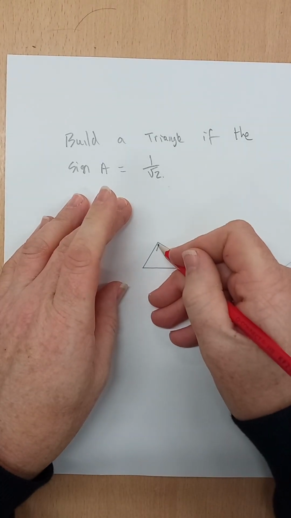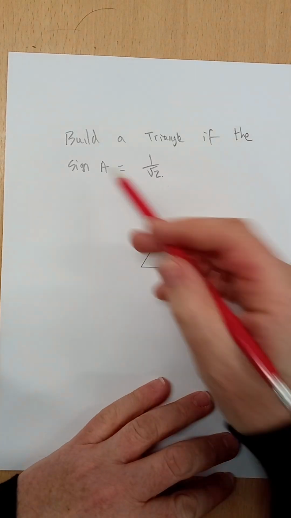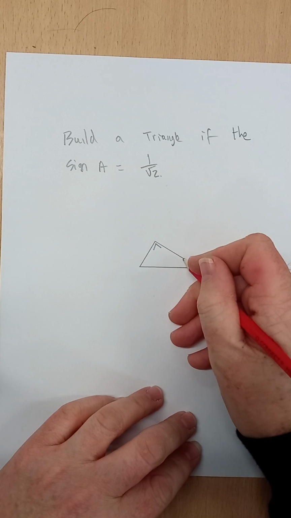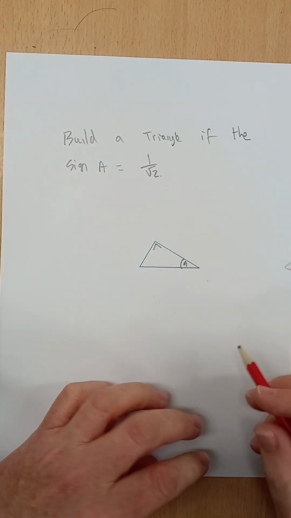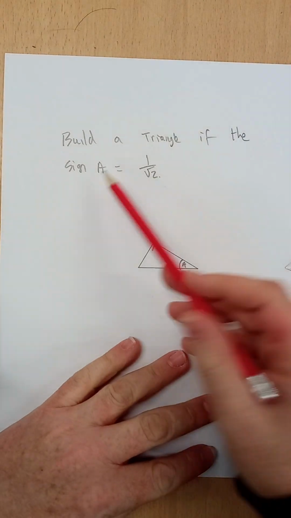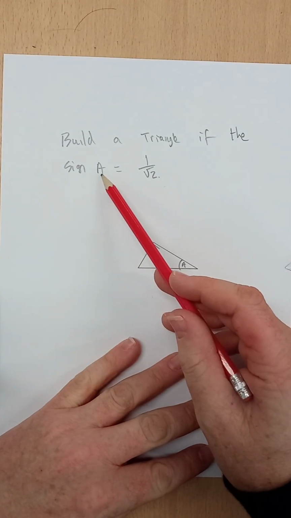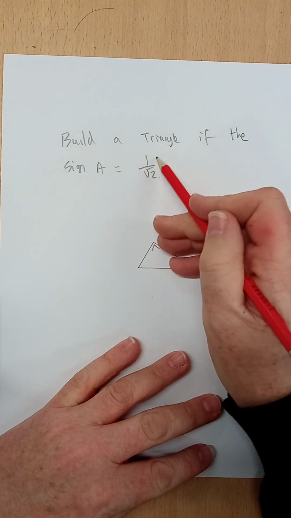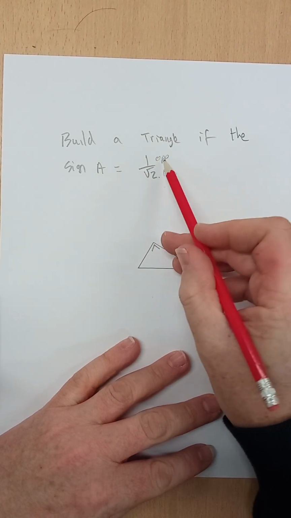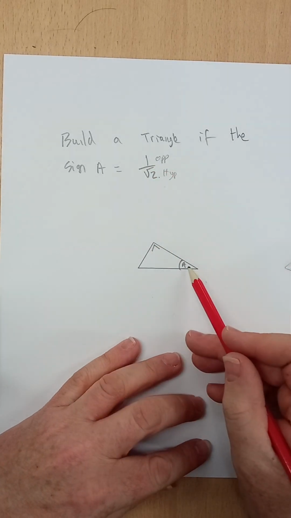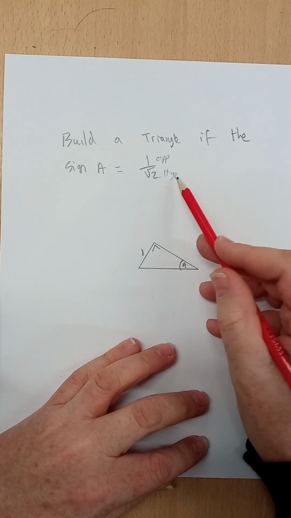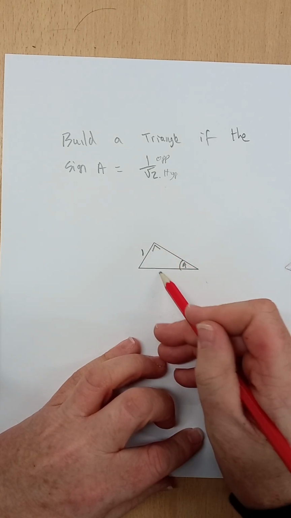There's a right angle triangle built for me. Now, let's put A somewhere. It doesn't matter where I put A. I'm going to put it down here. So how would I build this triangle? How would I put the sides in? Well, I know that the sine of an angle is opposite over hypotenuse. So opposite the angle must be 1. So there's opposite, there's 1. And hypotenuse is always the longest side, so there's root 2.